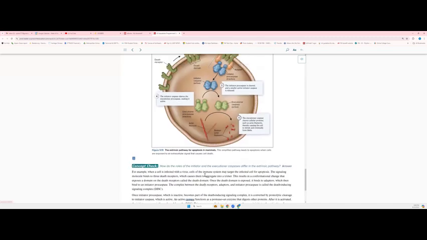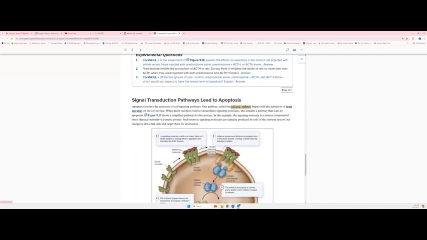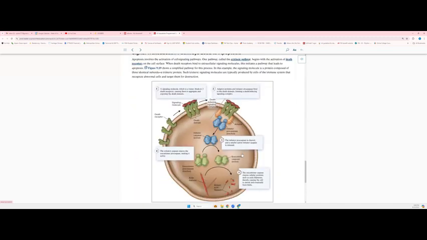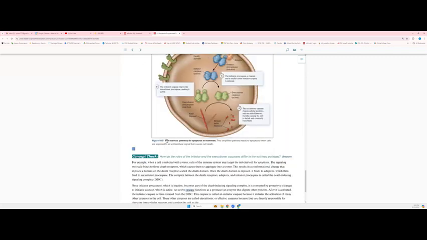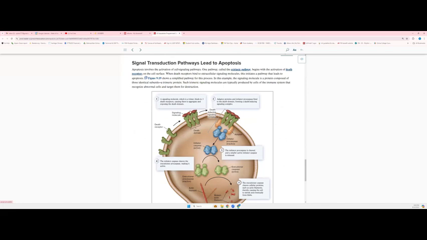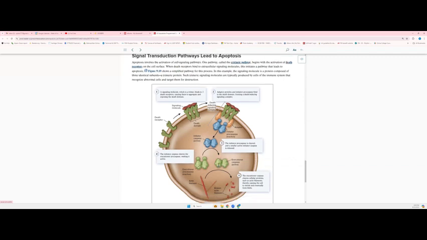This is called the extrinsic pathway. And then there's another pathway of apoptosis called the intrinsic pathway, or mitochondrial pathway. And it's triggered by DNA damage that could cause cancer. So this is called extrinsic because it needs an extracellular signal molecule to trigger the pathway, right?